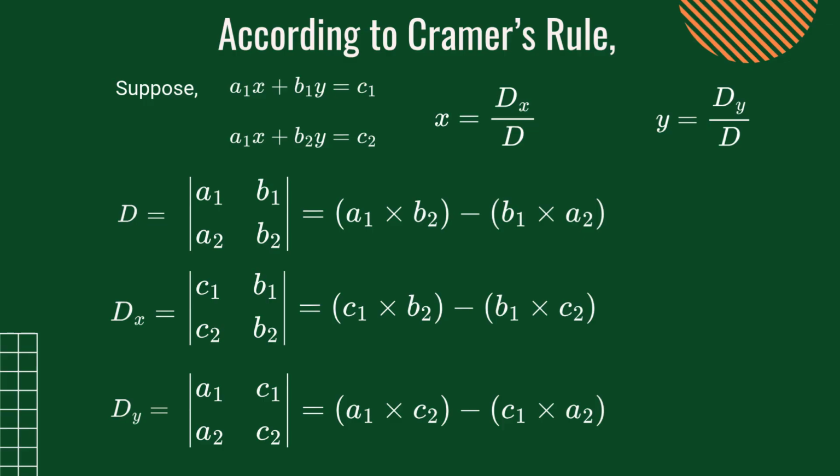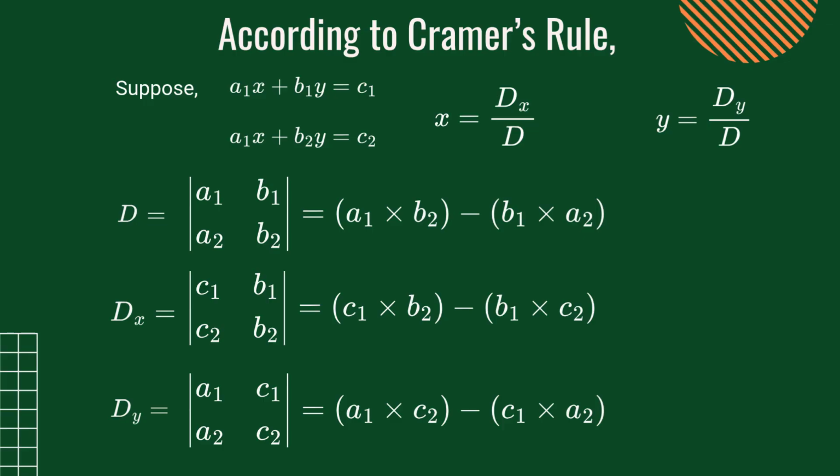And then finding determinants means to cross-multiply them. So your top left, which is a1, will cross-multiply b2 at the bottom right. And then you put your minus sign. Then multiply your top right, which is b1, by the bottom left, which is a2. And then solve. Simple.